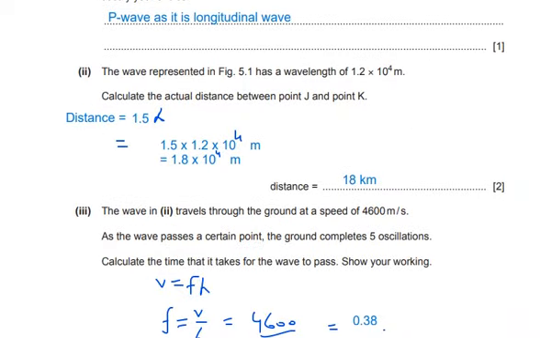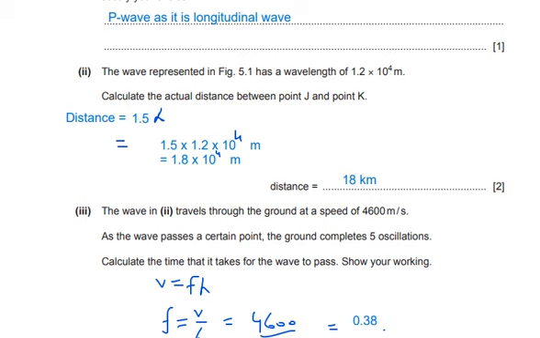The value of one wavelength is given as 1.2 × 10⁴ meters. To calculate the actual distance between points J and K, the distance was 1.5 times the wavelength. Just substitute the value of the wavelength here, and we get 18,000 meters, or 18 kilometers.